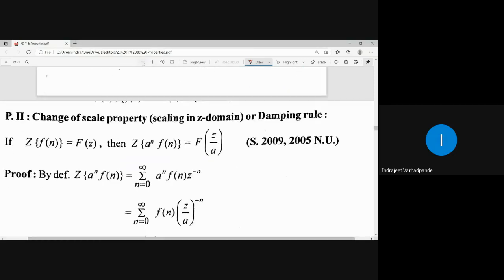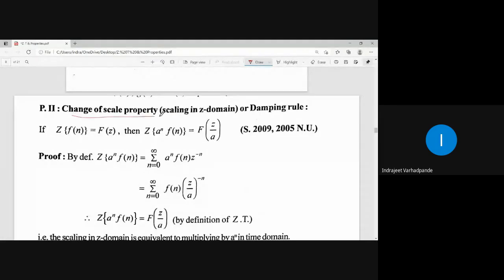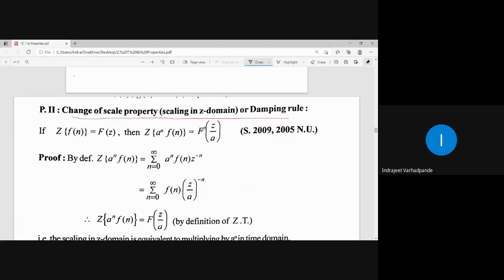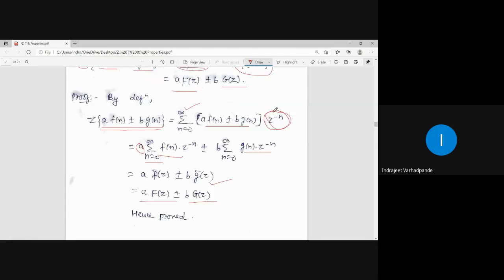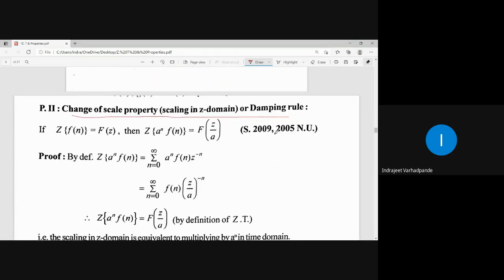The second property is called the change of scale property or damping rule. Usually the terminology used is damping rule, and it is nothing but scaling in Z domain. Z domain means a domain where a complex number exists. All of you know that in the definition of the Z transform, the small z to the power minus n is nothing but the complex number, and a complex number is always represented in the Z domain or the complex plane.